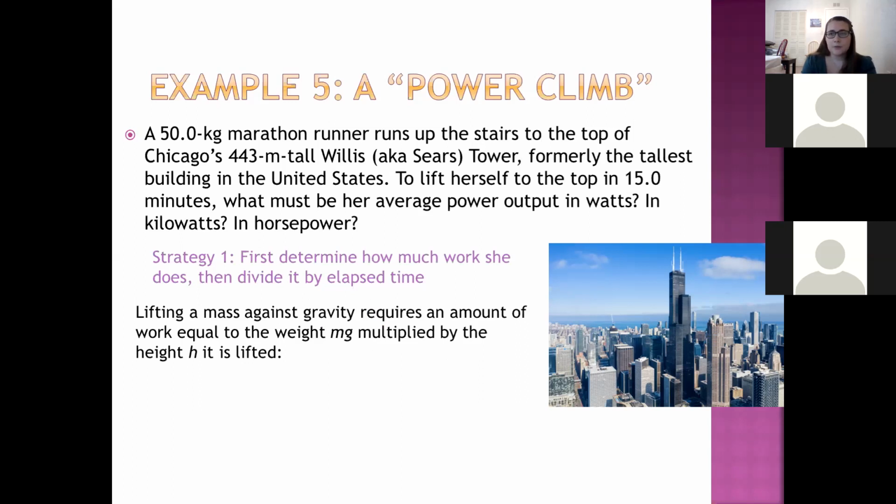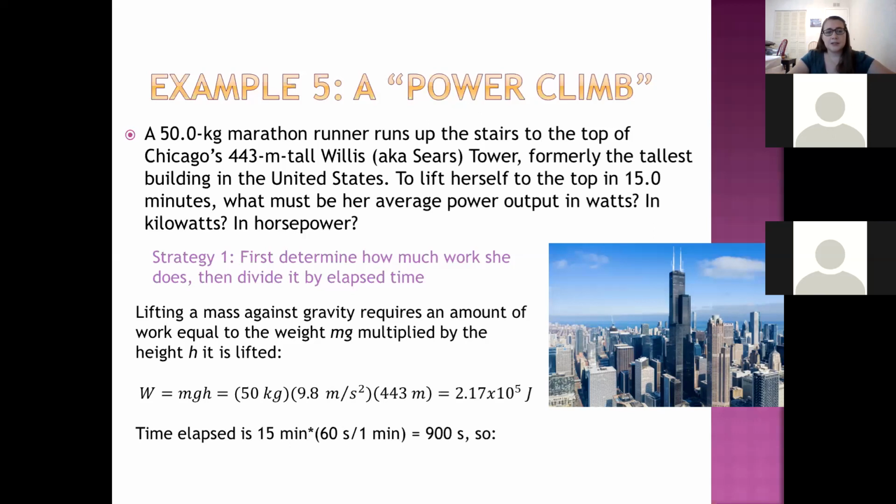Let's think about what force we're dealing with and what energy that's associated with. Lifting a mass against gravity, herself being the mass, requires an amount of work equal to the weight, the force of gravity, multiplied by the displacement, or her height that it is lifted. So the work that she is doing, force times displacement, force of gravity times height, mgh, gives us an answer of 2.17 times 10 to the 5th joules.